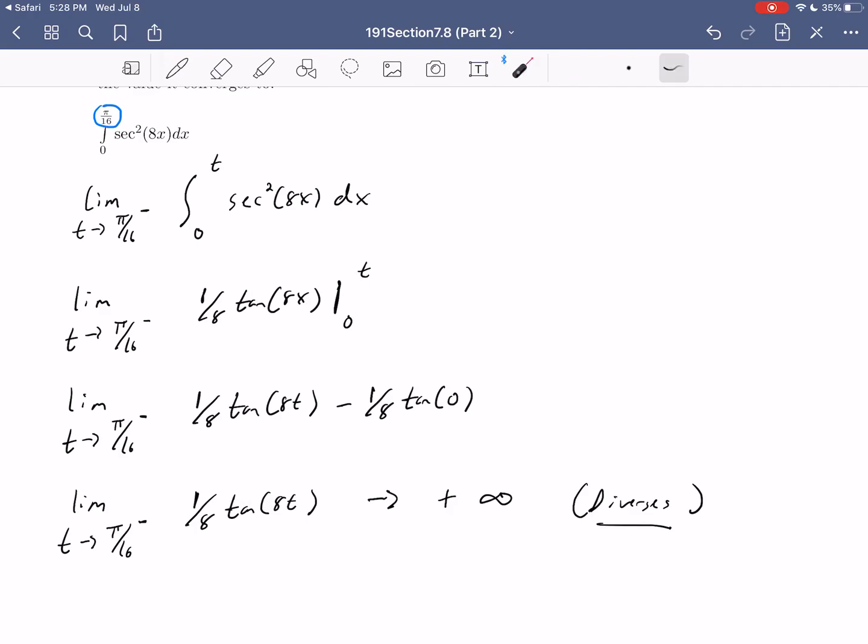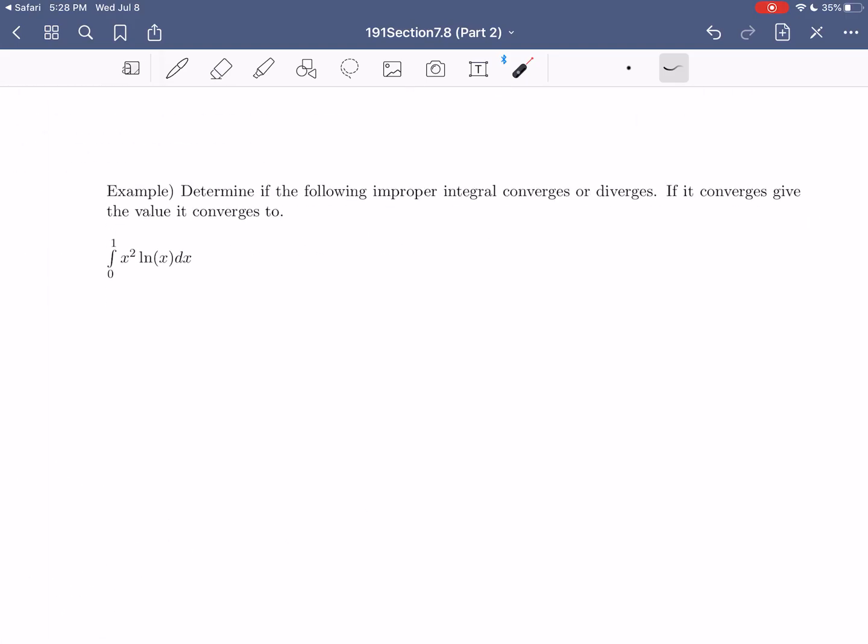Notice, very similar to how we handle type 1s, we're always going to change it into the limit of a definite integral, perform the antiderivative, plug in the bounds, and then apply the limit. Okay, let's go ahead and take a look at another one. So we want to determine if this improper integral converges or diverges. So we have the integral from 0 to 1 of x squared ln x dx.